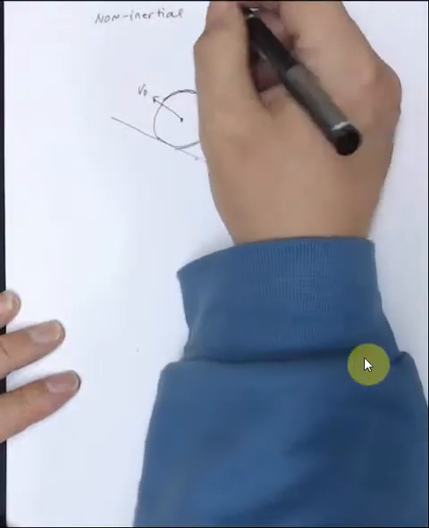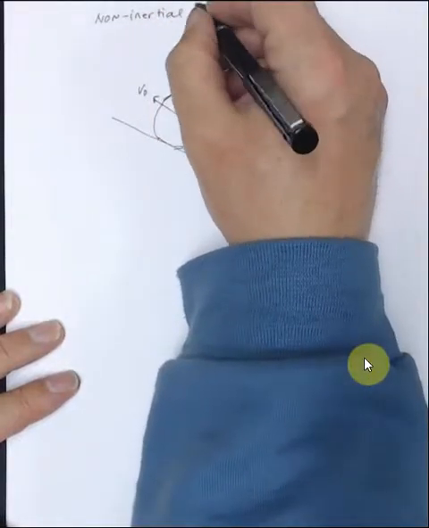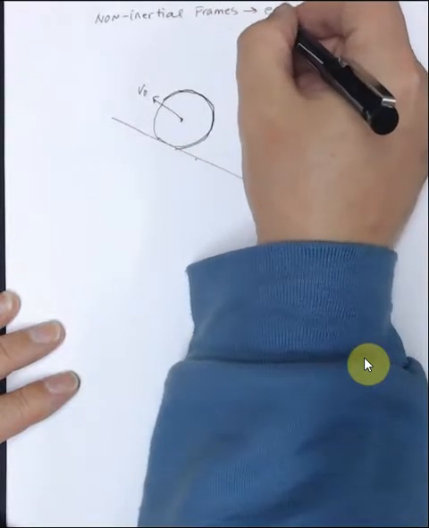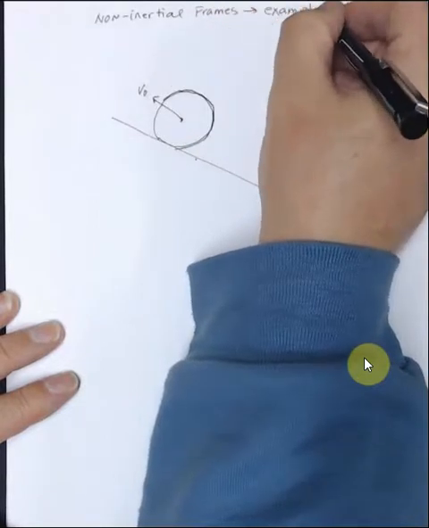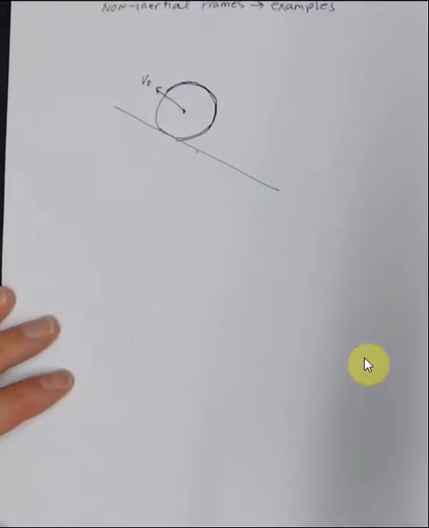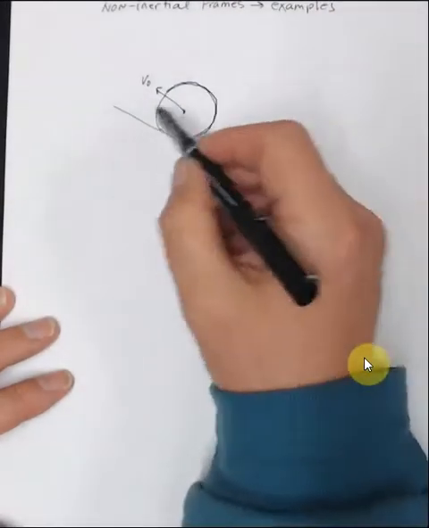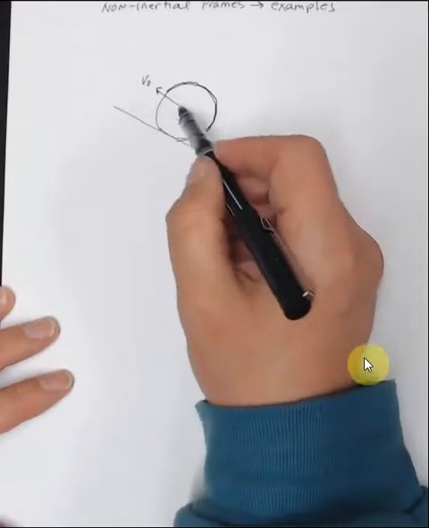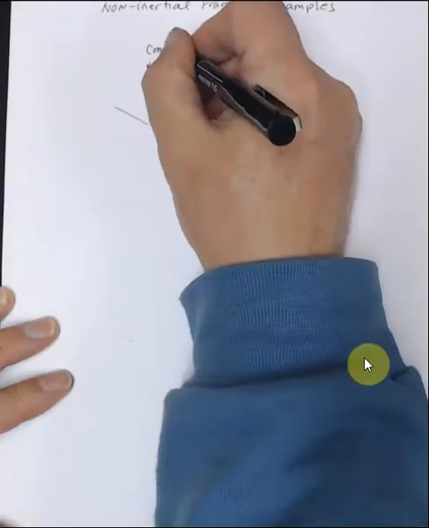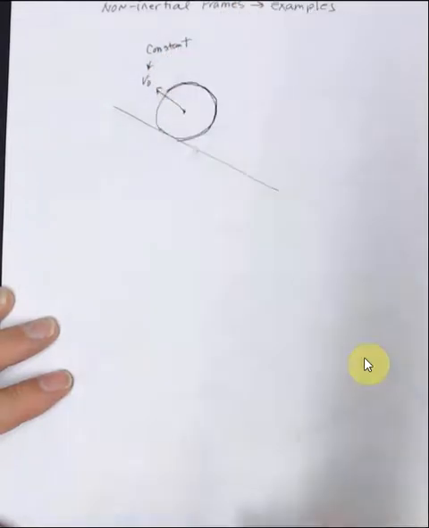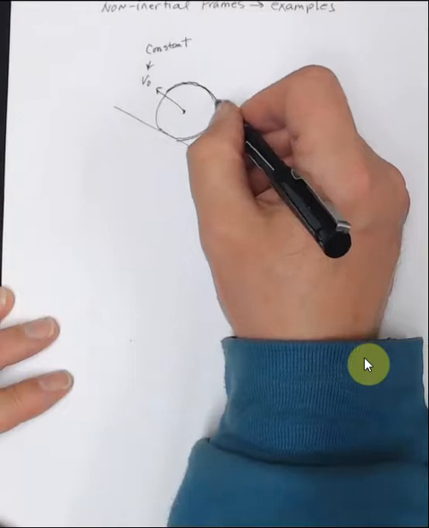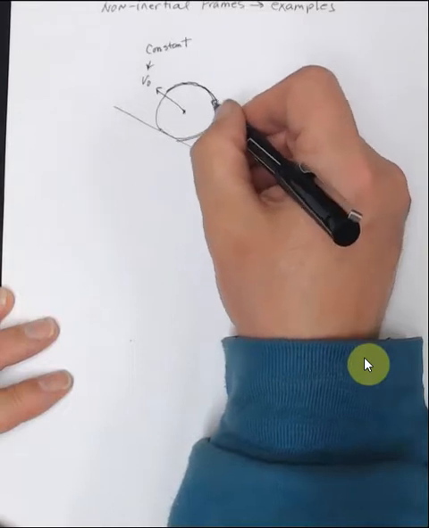Okay, so in this video, let's do a couple more problems with non-inertial frames. The first one I'm going to do is similar to one you'd have in your textbook. Let's imagine we have a wheel that's rolling with a constant velocity along a straight line here, and let's find what the acceleration of a point on the edge of the wheel would be.